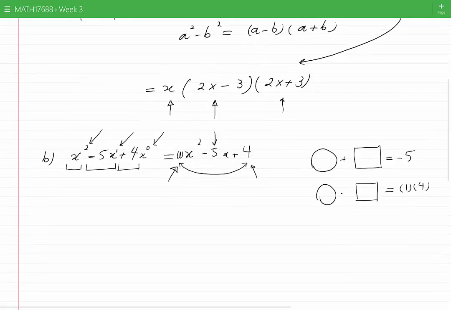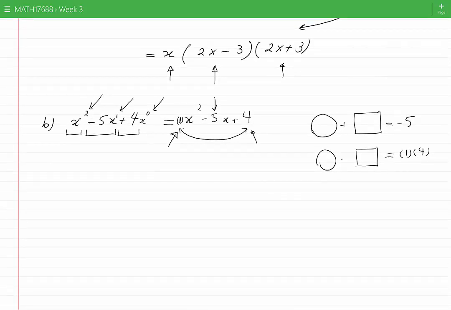By a close look and a bit of thinking, I can guess that the two numbers would be -1 and -4. In fact, -1 plus -4 is equal to -5, and -1 times -4 is equal to 4, which is the same as 1 times 4. Therefore, I have found the two numbers I was looking for.